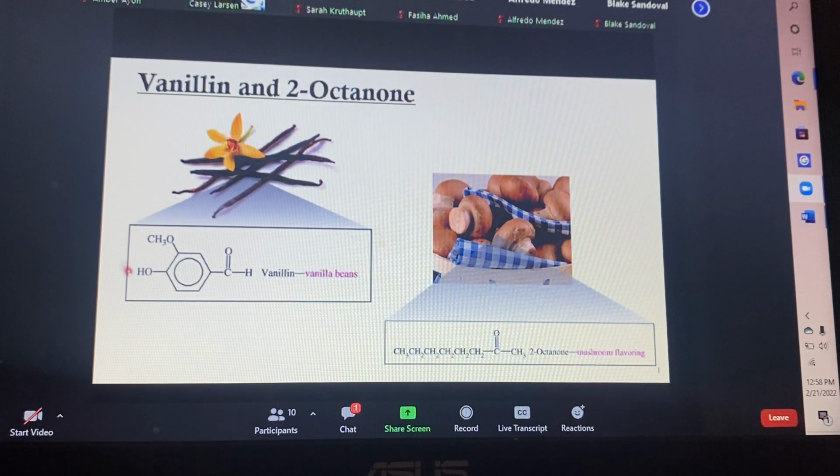Look at this. I see an aldehyde. This is an aldehyde. I see an aromatic ring. I see a phenol. I see an ether. There's so much here.